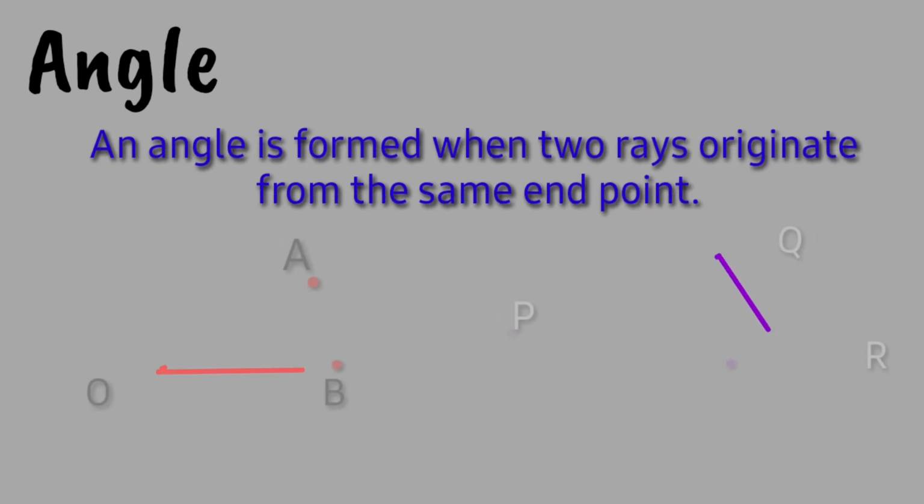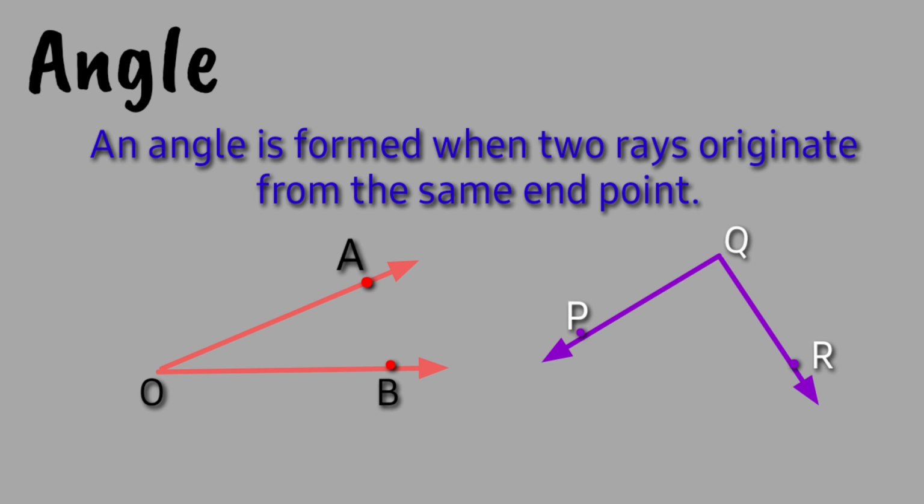Now let's discuss angle. The figure formed by two rays with the same initial point is called an angle. Here you can see two angles, angle AOB and angle PQR. We can name these as angle BOA and angle RQP also. In the first angle, O is the vertex and rays OA and OB are called the arms of the angle. In the second one, Q is the vertex and ray QP and ray QR are the arms.